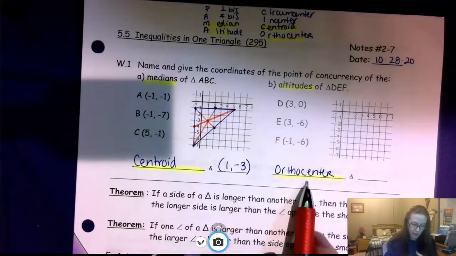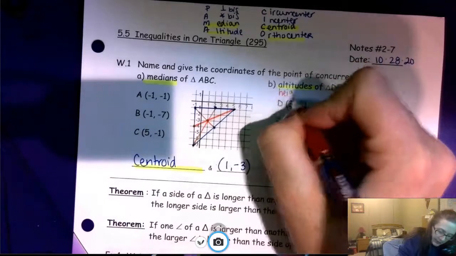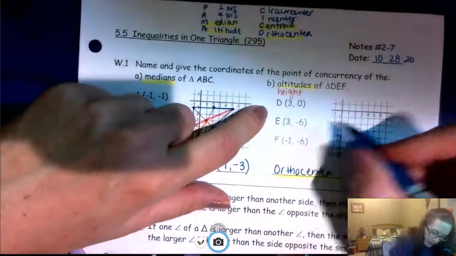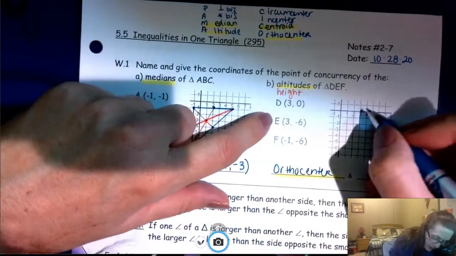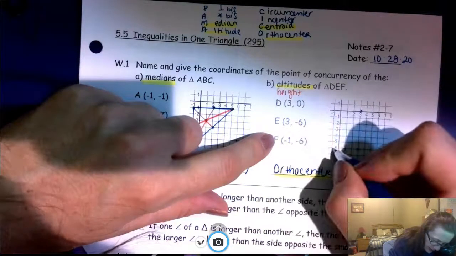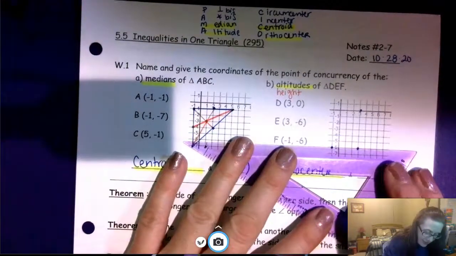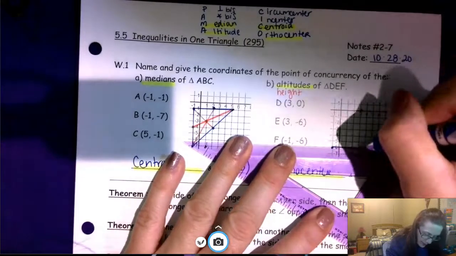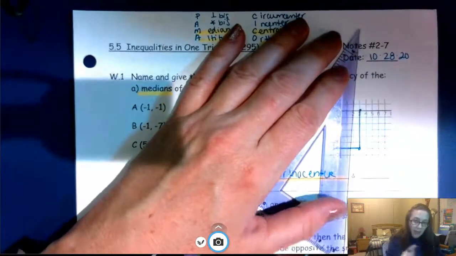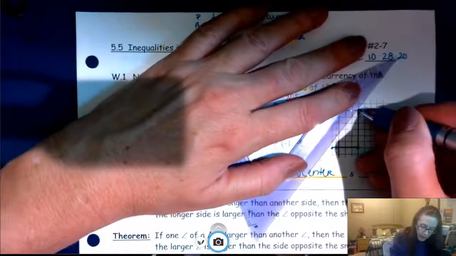Altitudes, again, orthocenter. Another word for altitude is height. I'm going to plot this triangle here. I'm going to go 3, 0, 3, -6, and -1, -6. So again, I have another right triangle here, which makes these kind of nice. And if you remember when we did this in the notes the other day, the orthocenter, we had 3 of them where it was an acute triangle, a right triangle, and an obtuse triangle.